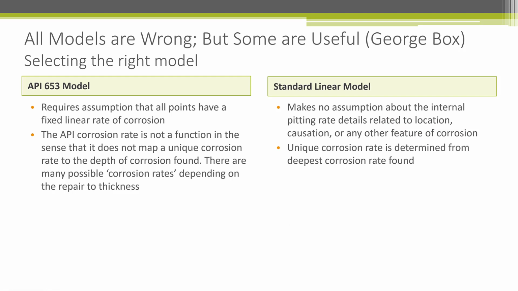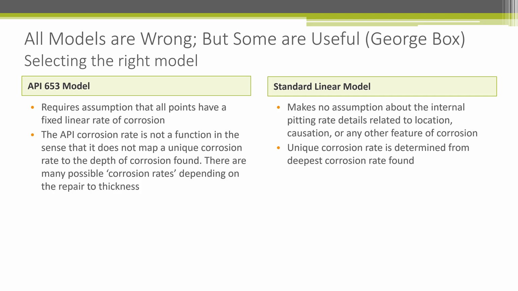So we have two models out there. One of them is a 653 model, and it's really dependent on many assumptions that are not realistic, like the previous slide that I showed for thin spots in a tank bottom. But more importantly, it's not a function of the condition or past corrosion. That doesn't matter. What matters is the repair to thickness, and that should challenge common sense.